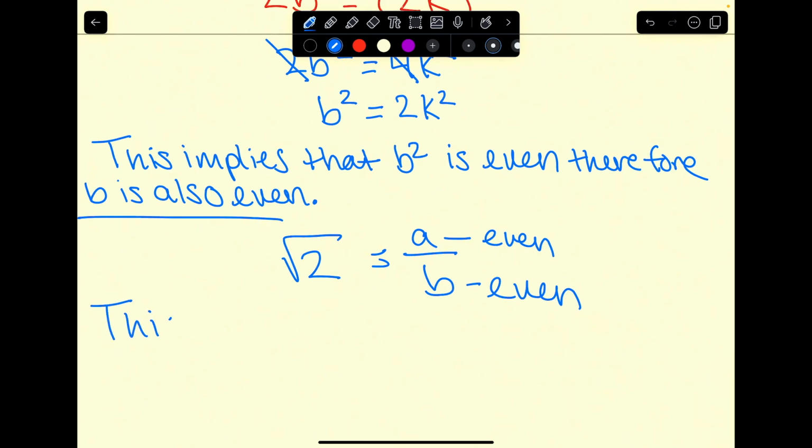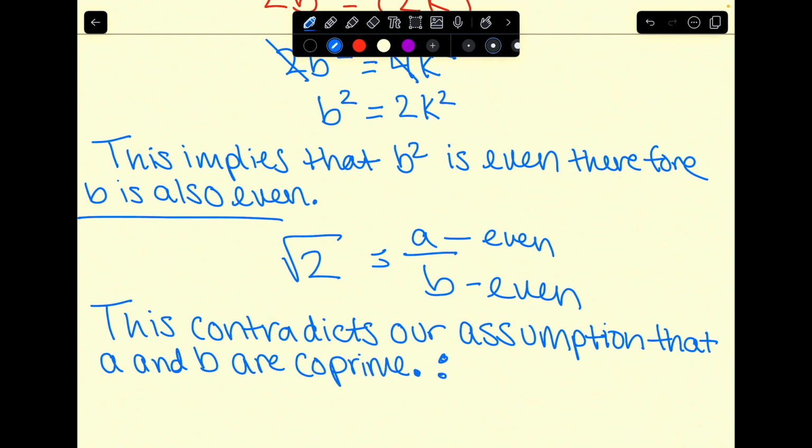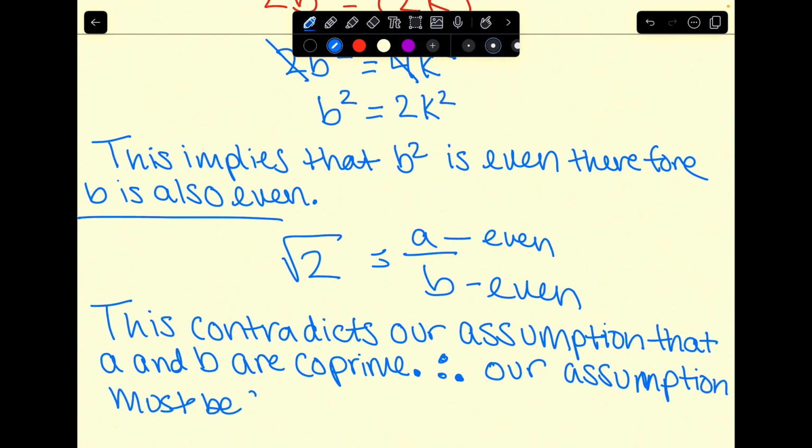So this contradicts our assumption that a and b are co-prime. Therefore, our assumption must be false and the square root of 2 is irrational.